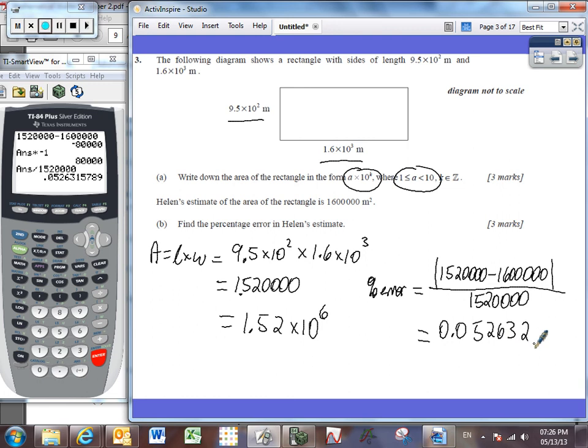I'm going to write down 5. I'll convert this now into percentage by moving my decimal over twice. In the formula package, I think that they tell you, at this point, to multiply by 100%. So we'll multiply by 100, end up getting 5.2632%. I'm just going to round to 3 significant figures.